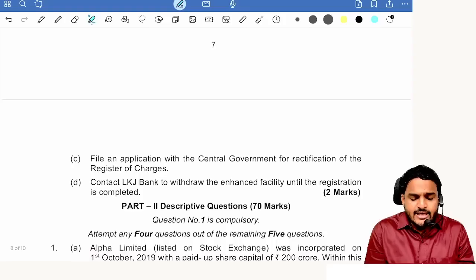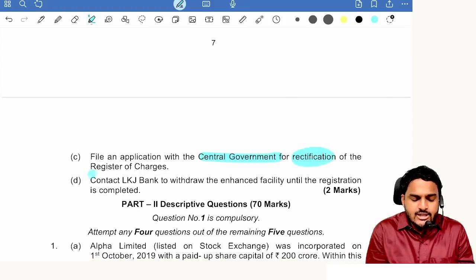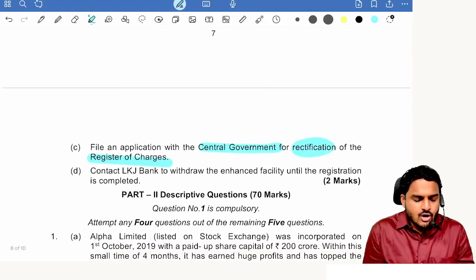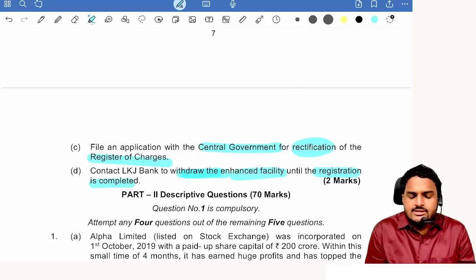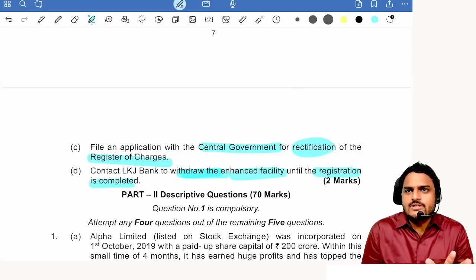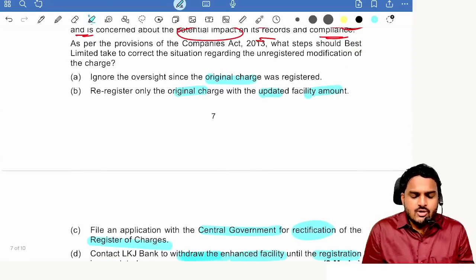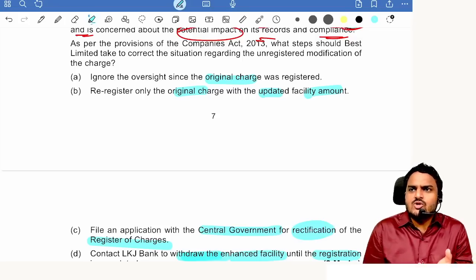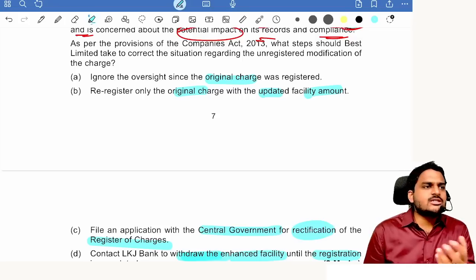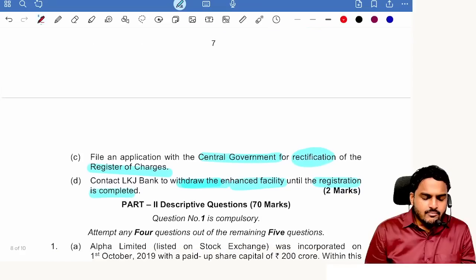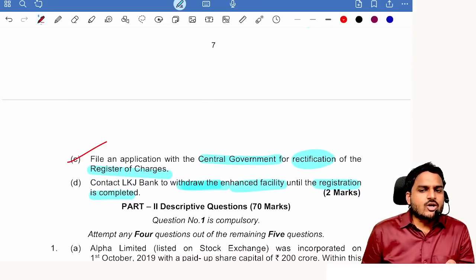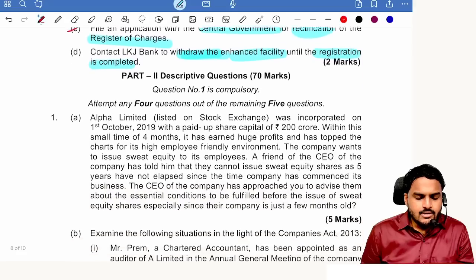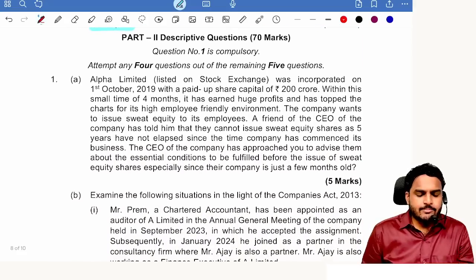File an application with CG for rectification of register of charges. Contact LKG Bank to withdraw enhanced facility until registration is completed. D will not happen first of all. A, ignore, it's not correct. Re-register only original charge. Original charge re-registration is not possible. If any error is there, file an application with CG. CG will give permission to you to rectify the errors. So accordingly, correct option is C. So MCQs part over. Next, descriptive questions.